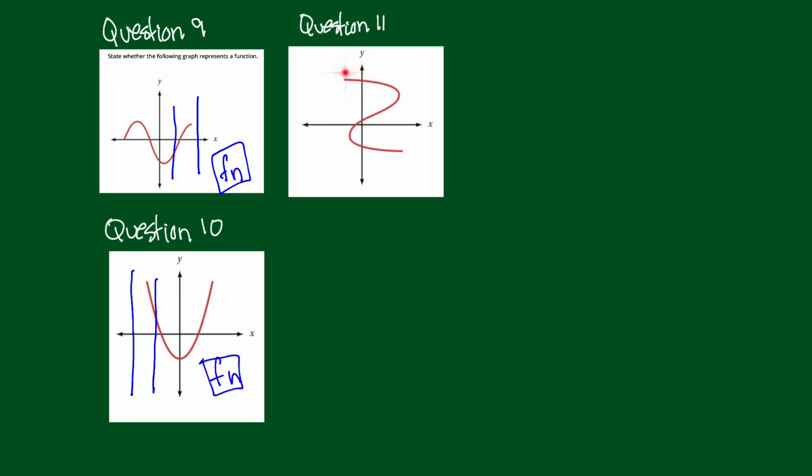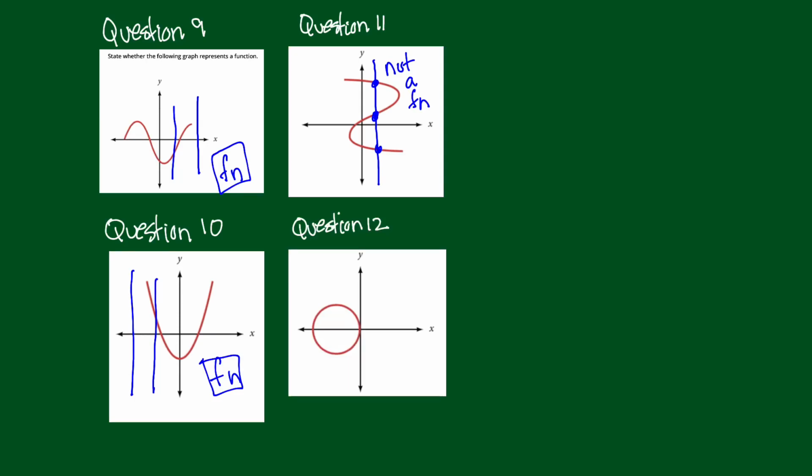Question 11. Function, not a function. Let's try the vertical line test. If I pass a vertical line here, that line intercepts the curve 1, 2, 3. That's more than 1. It intercepts it more than once. So let's say not a function.